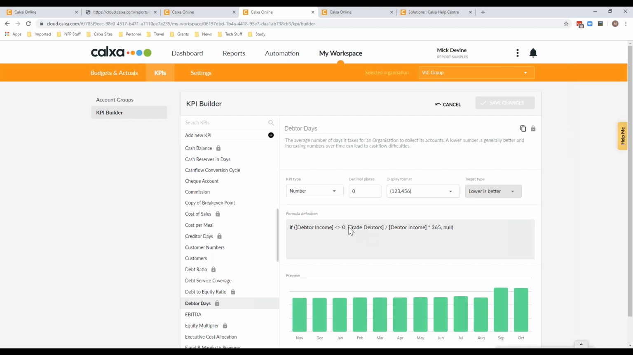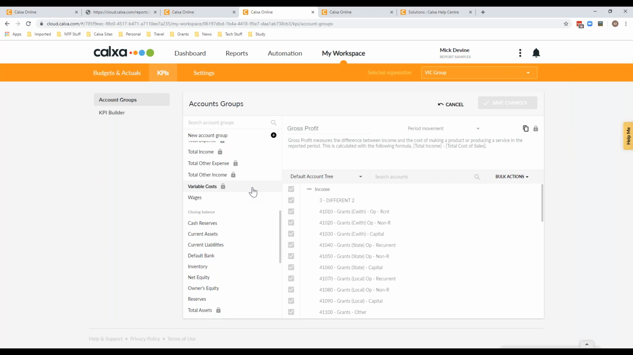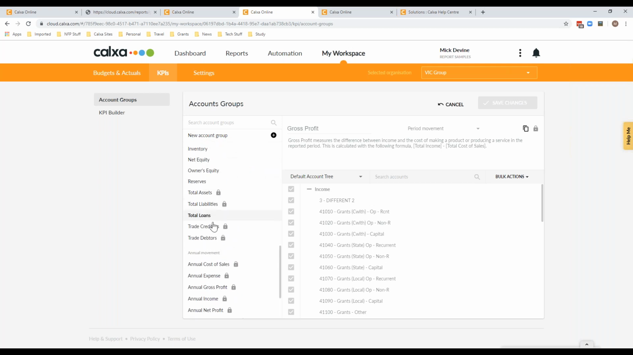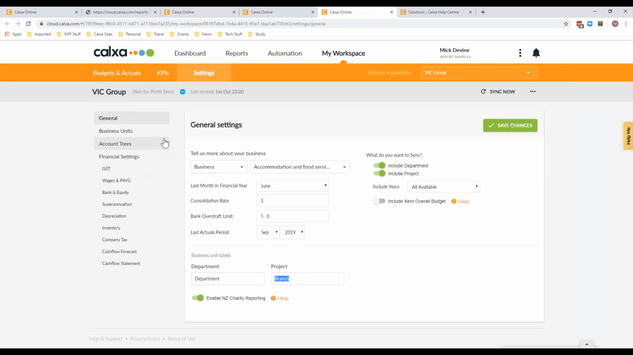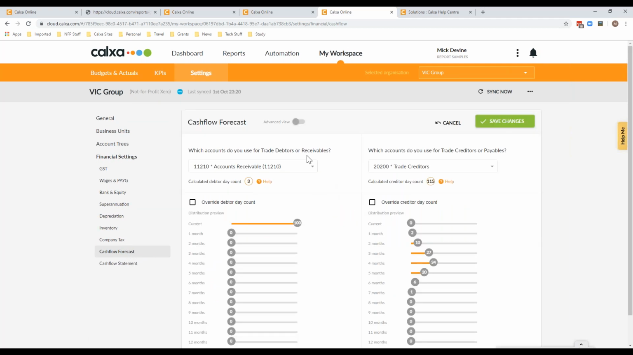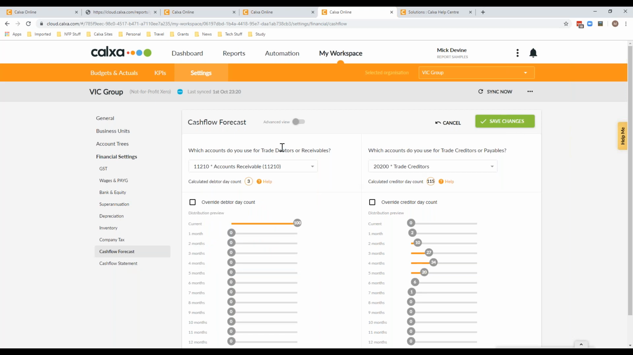But basically, it's trade debtors divided by debtor income. And these are account groups, and we haven't looked at account groups yet, so we better do that. So trade debtors is in the balance sheet section. Trade debtors is essentially our accounts receivable account out of our accounting system. And in our settings here, we pick that up from the accounting system, but you can nominate it here. You can nominate multiple accounts receivable accounts or accounts payable accounts.